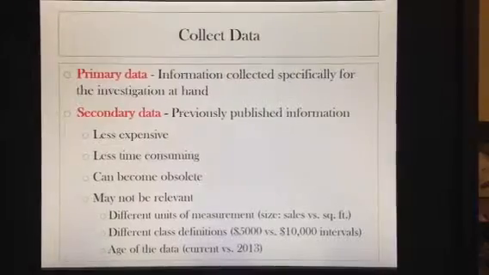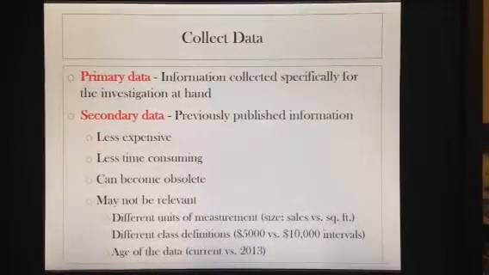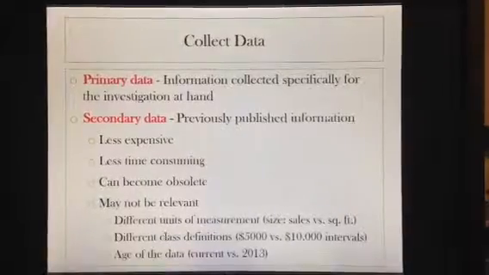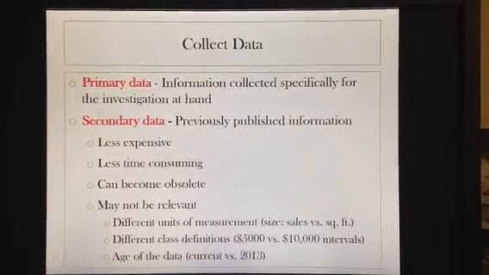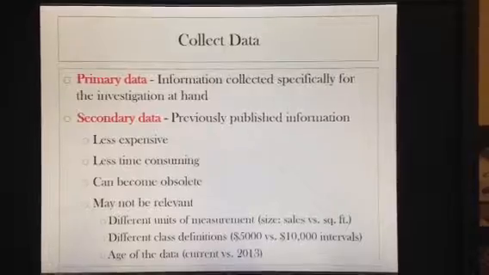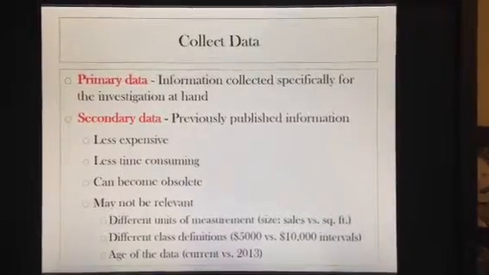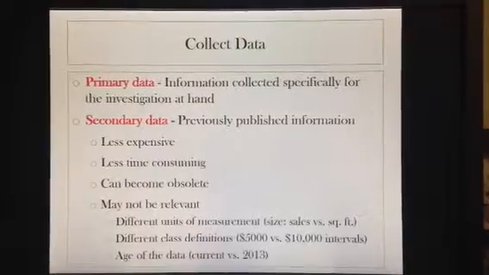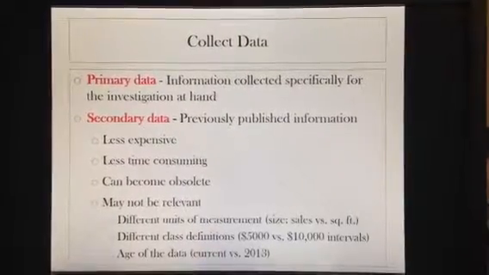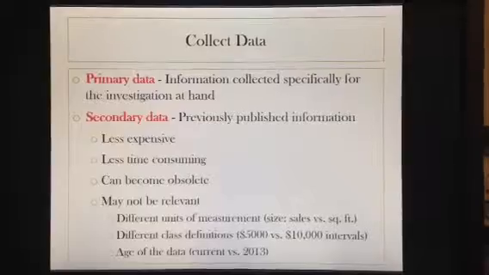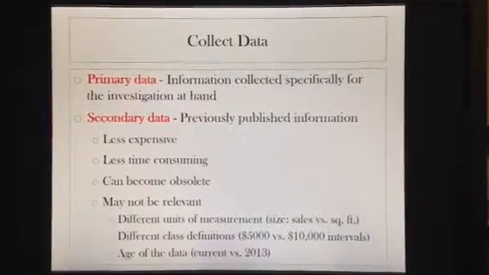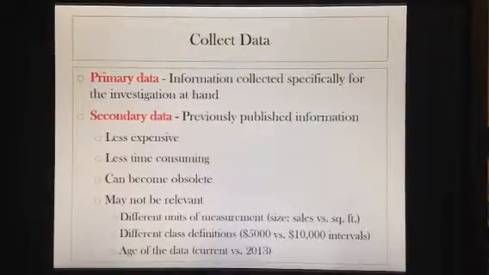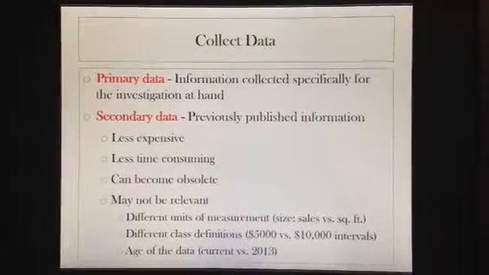So let's say your research question, it's really important that you get data in sales versus square feet, for instance. And all you can find is data that's related to square feet. Or maybe it has different class definitions. You really want the data reported in $5,000 intervals, and all you can find in terms of secondary data is what's being reported is in $10,000 intervals, not really matching what you have in terms of your ideal type of data.